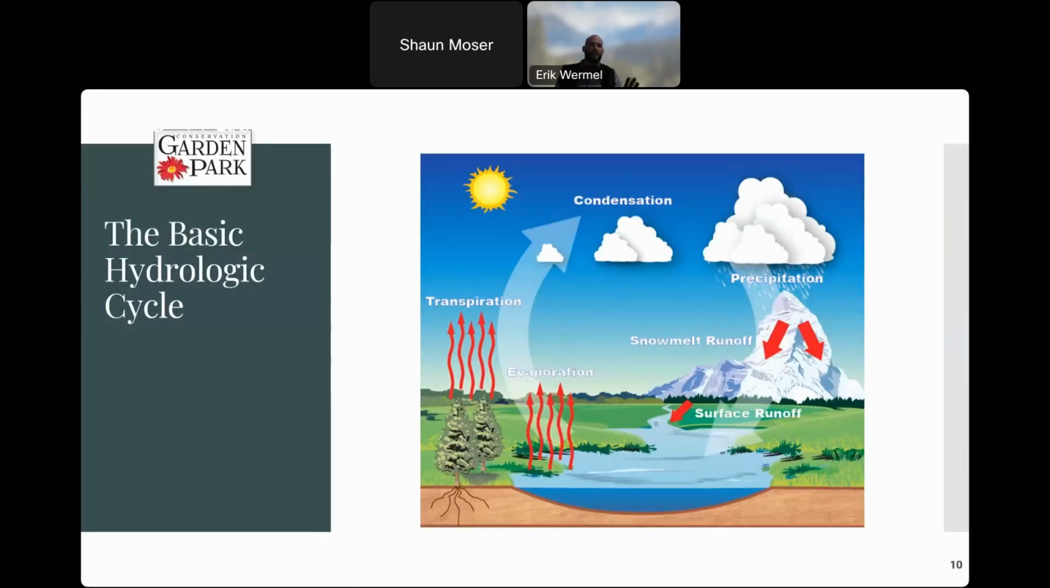So we're just going to touch on the hydrologic cycle a little bit and then move into some other elements here. You probably remember learning about this.